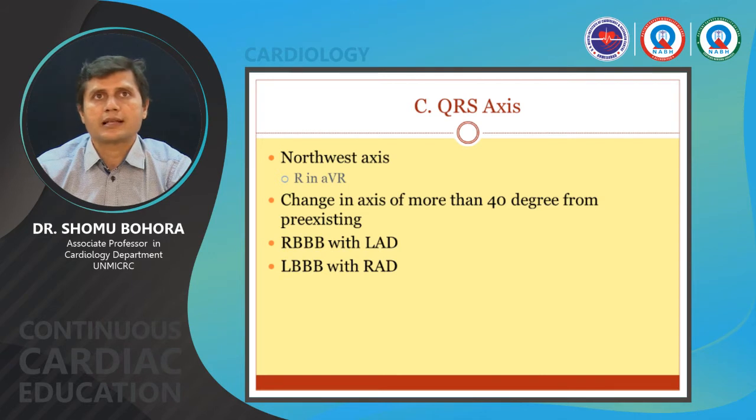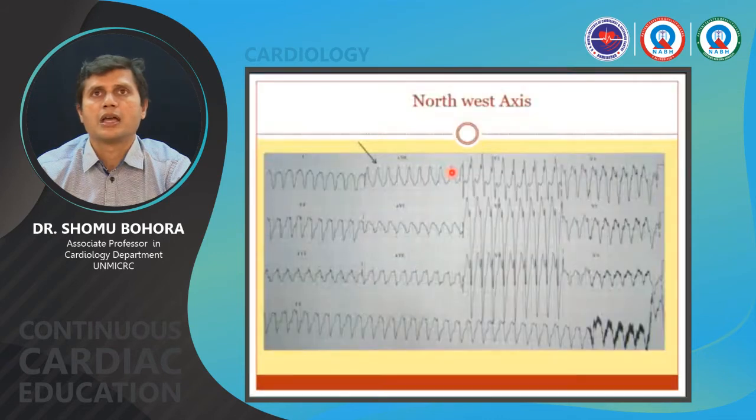What about the QRS axis? A northwest axis, that is an initial R in AVR, or a change in axis of more than 40 degrees from the pre-existing, or right bundle branch block with left axis deviation, or a left bundle branch block with right axis deviation, all suggest it to be a ventricular tachycardia. So if you have a broad complex regular tachycardia, and if you have a northwest axis, that AVR is only positive, rest are all negative, and the patient has a broad complex regular tachycardia, it is likely to be a VT.